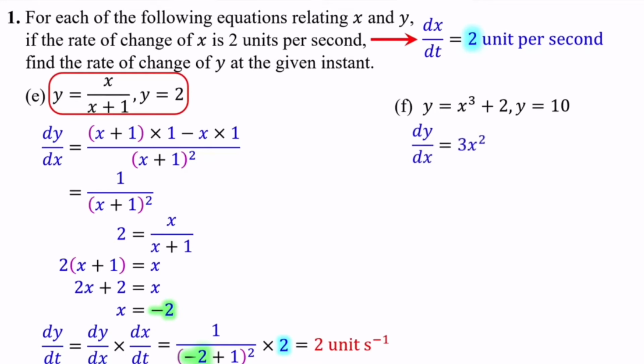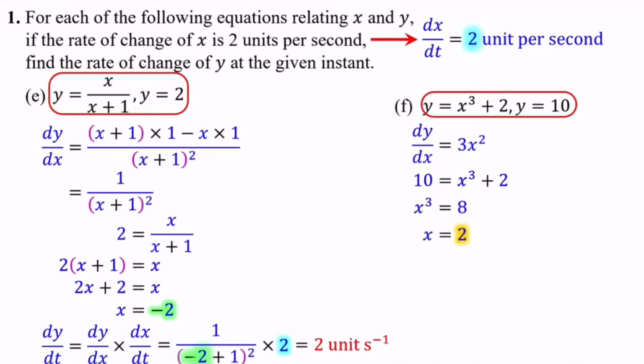So for f, the same, we will do dy dx is 3x squared. And we also do the same, we need to find the value of x by substituting 10 into the equation. So 10 is equal to x cubed plus 2. That means the x cubed will be equal to 8. So the x is equal to 2, right? Because we cube root the 8.